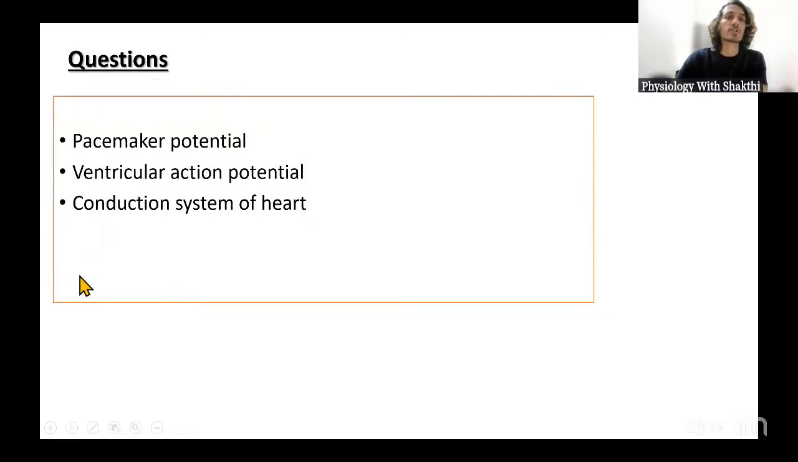Okay, next set of questions. What is pacemaker potential? Write a short note on pacemaker potential. Draw a neat labeled diagram of ventricle action potential and explain the various components. Then a 5-mark question of conduction system of heart. Pretty important. Okay, so these 3 questions, at least one of them will usually come.